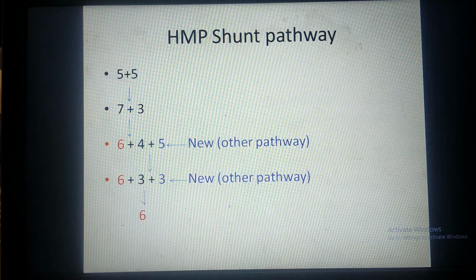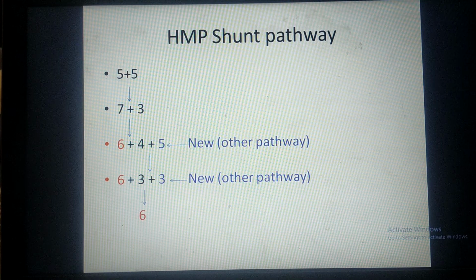Now this fructose 6-phosphate gets converted into glucose 6-phosphate. Now the 4 carbon erythrose 4-phosphate then combines with 5 carbon xylulose 5-phosphate of the other pathway. So here 4 plus 5 sugar combines to form 6 plus 3, fructose 6-phosphate and glyceraldehyde 3-phosphate sugars. That fructose 6-phosphate is again converted into glucose 6-phosphate.